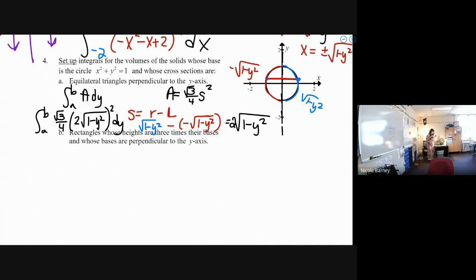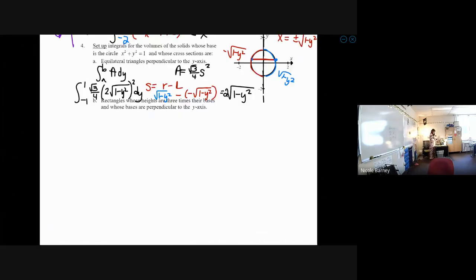Okay? And then from negative 1 to 1. What's the farthest bottom to top, because we're going perpendicular? Where did we start stacking equilateral triangles? We stacked them here, and we went up, and we started at negative 1 and finished at 1. And then rectangles, we'll talk about that tomorrow. Rectangles whose heights are 3 times their base. We basically have done all the setup we need.